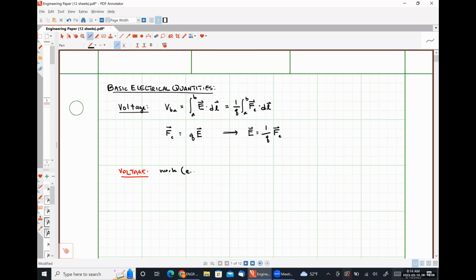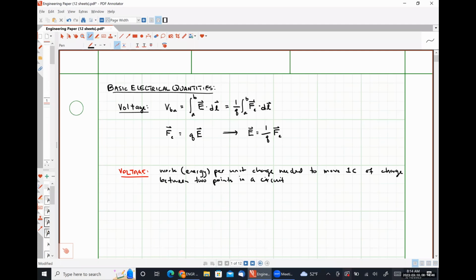So work or energy per unit charge needed to move 1 Coulomb of charge between 2 points in a circuit. Okay.